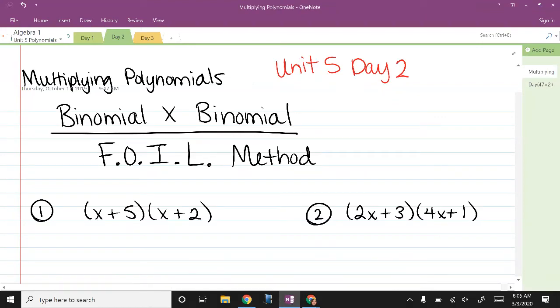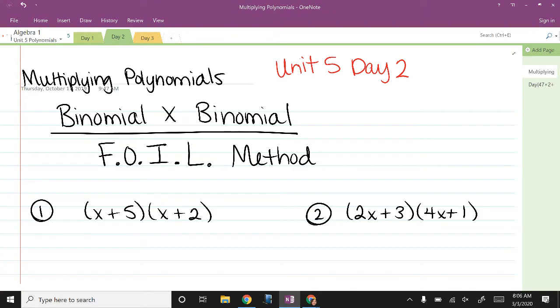Yesterday we talked about adding and subtracting polynomials, and we learned that when we add polynomials, we just combine like terms in decreasing order, right? And when we subtract polynomials, we distribute a negative one to the second polynomial, change all their signs, and then we combine like terms in decreasing order.